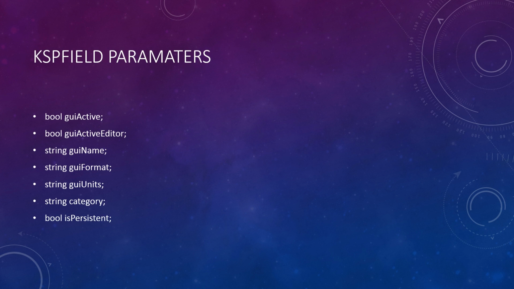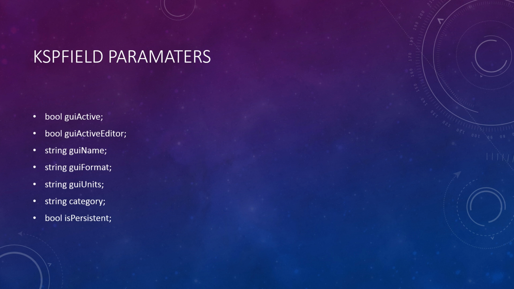The first is called GUI active. If this is true, then this field will be visible in the part's context menu while in flight, but only if the ship the part is attached to is the one you are controlling. In other words, you can't see the field if you are controlling another ship close by, or even on EVA. You can only see it when you are controlling the same ship. The second is called GUI active editor. If this is true, then this field will be visible in the context menu, but only while you are editing the ship.